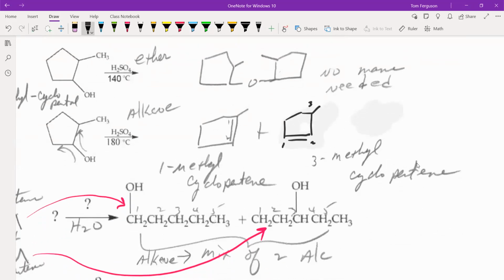Whenever we have an acidic environment under 140 conditions instead of 180, we form an ether. And basically, ethers are attached via their OH groups. So you end up with this guy here. At 180, we're going to create an alkene. And this is going to create a mix because we can form water 2 different ways.